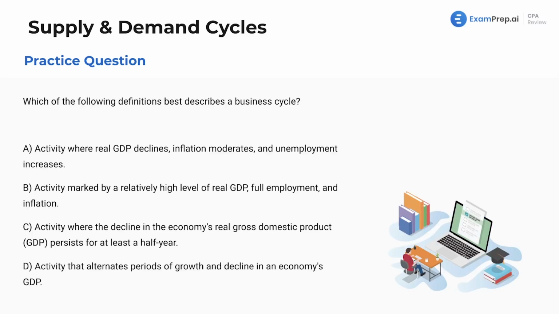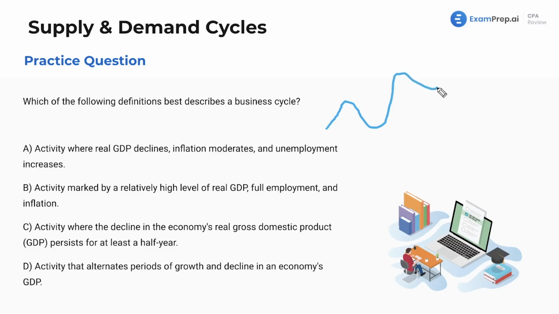Last question here. Which of the following definitions best describes a business cycle? Well, I just want to recap the business cycle. We start at a point, and we're having an expansion. We're expanding. We have a peak, and then we start to decline, right? Contractionary phase until we're at a trough, and we go up, expansion, peak. This is generally how it goes, right?